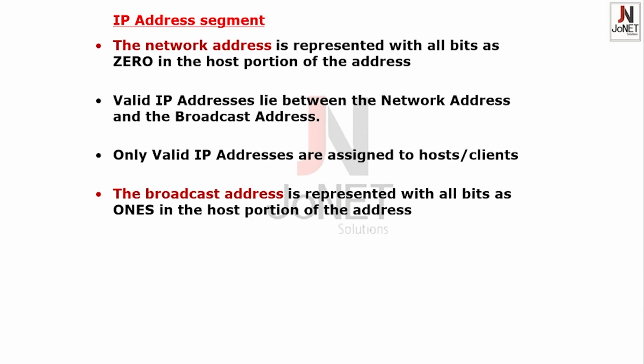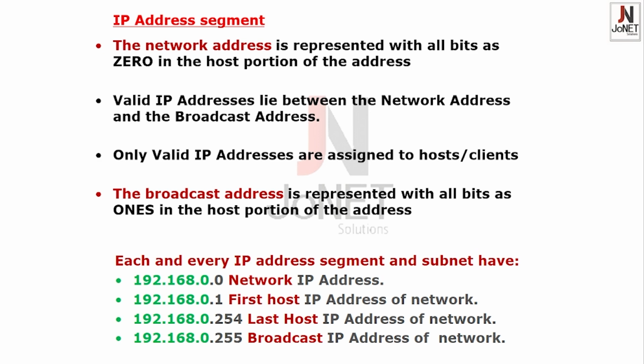An IP segment definitely should have four IP addresses: the network IP address, first host IP address, last host IP address and your broadcast IP address. How do we find this network address, first host address, last host address and the broadcast IP address? Each and every IP address segment or subnet must have this format. For example, we have taken a class C range that starts with 192.168.0.0. This 0 represents your network IP address.